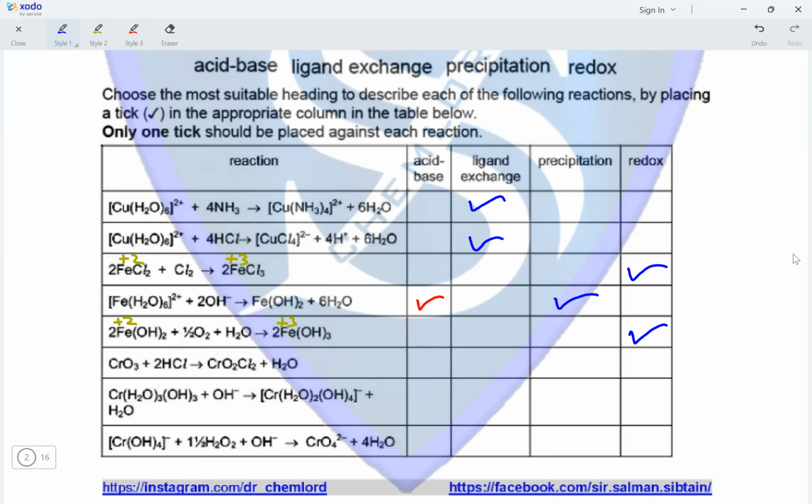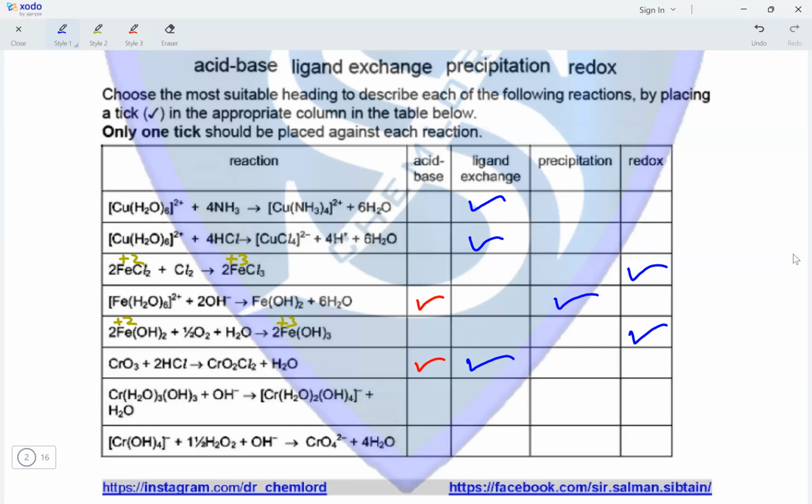The next equation has CrO3 reacting with HCl. Now, since the reaction is with an acid, we can call this an acid-base reaction. So that is one of the options that can be used for this equation. Also, we have oxide being replaced by chloride. So we also have ligand substitution taking place here. So either acid base or ligand substitution would be the correct option for this equation.